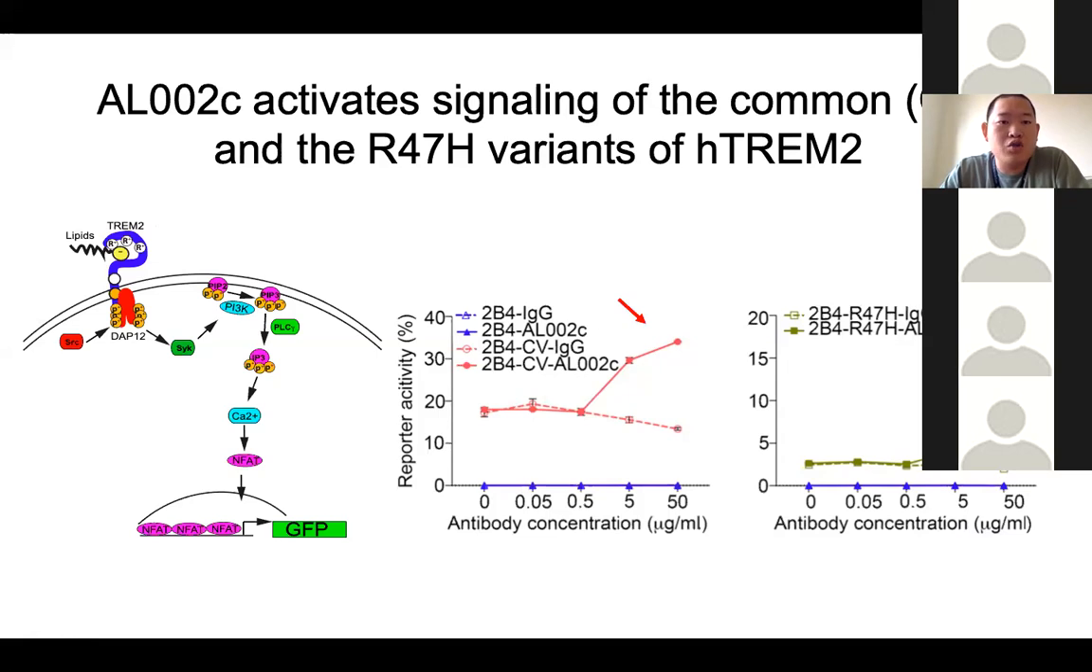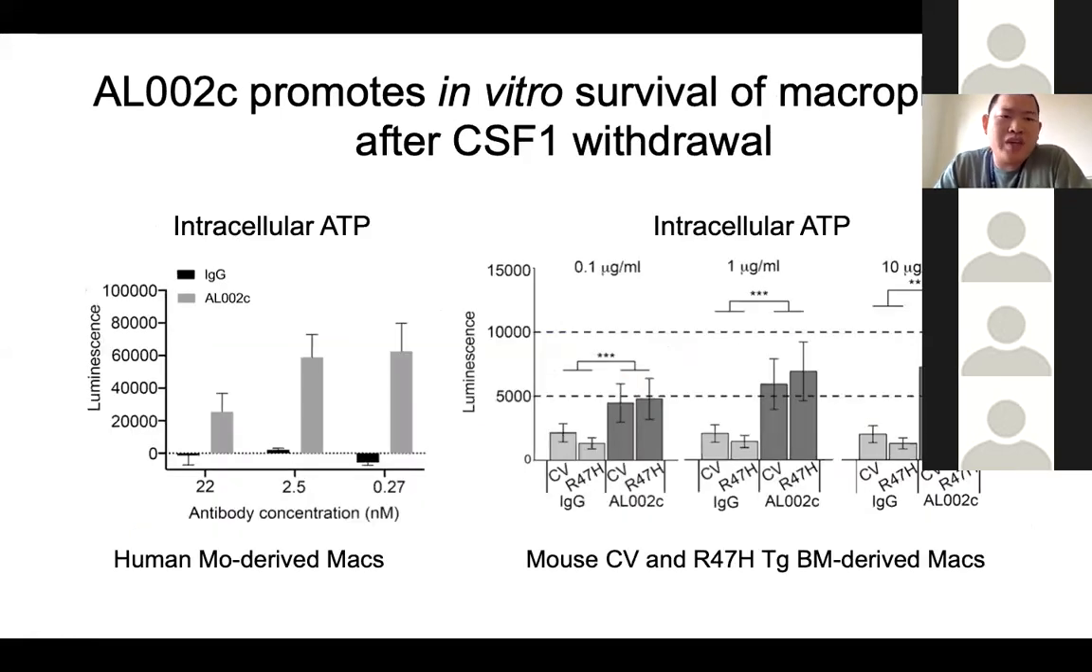We next examined whether AL002c impacts in vitro survival of macrophages after CSF1 starvation in an ATP level based survival viability assay. We found that treatment with AL002c significantly increased macrophage survival, suggesting that AL002c activates both human TREM2 variants.